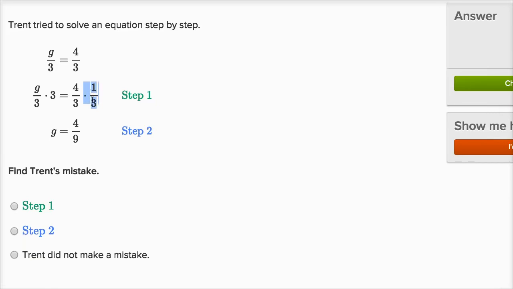So once again, he's doing 2 different things to the left and the right-hand side, even though they're supposed to do the same thing. If you do 2 different things, the equality will not hold anymore. Notice, if g over 3 is equal to 4 over 3, if you multiply this times 3 and you only multiply this times 1/3, well then this thing is going to become larger, because if you multiply by 3, that's going to be larger than if you take the same thing and multiply it by 1/3. And then the equality won't hold true anymore. In order for it to hold true, if you're going to multiply the left by 3, you have to multiply the right by 3. So he made a mistake on step 1.